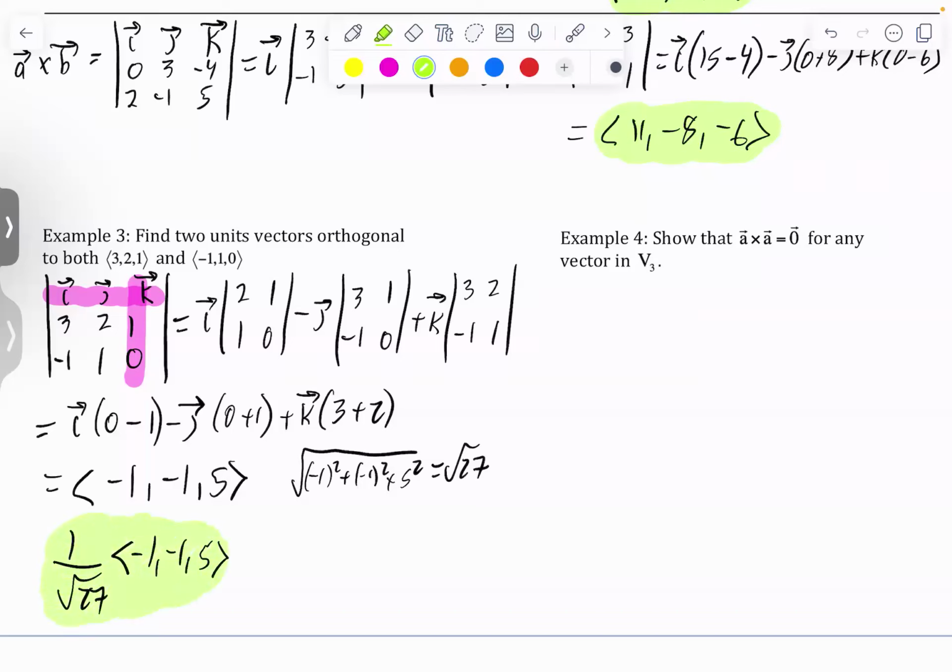And a vector in the opposite direction is also going to be orthogonal to both of them and a unit vector. So 1 over root 27. And I'm just going to change all the signs. 1, 1, -5. Both of these are going to be orthogonal to both of the initial vectors that were given.